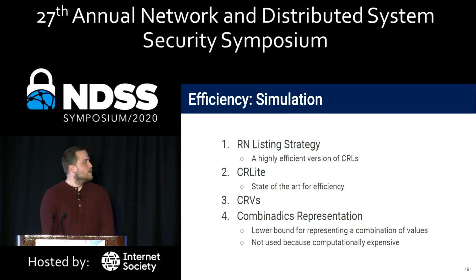There we go. So we used 4 strategies. The first was a revocation number listing strategy, which can be thought of as a highly efficient version of CRLs or CRL sets. We also included CRL-lite, which can be thought of as the state-of-the-art for efficiency, CRVs, which are our proposal. And we also compared it to the combinatorics representation, which serves as a theoretical lower bound for representing any combination of values. The reason we didn't use that data structure in Let's Revoke was because it is actually very computationally expensive to work with.